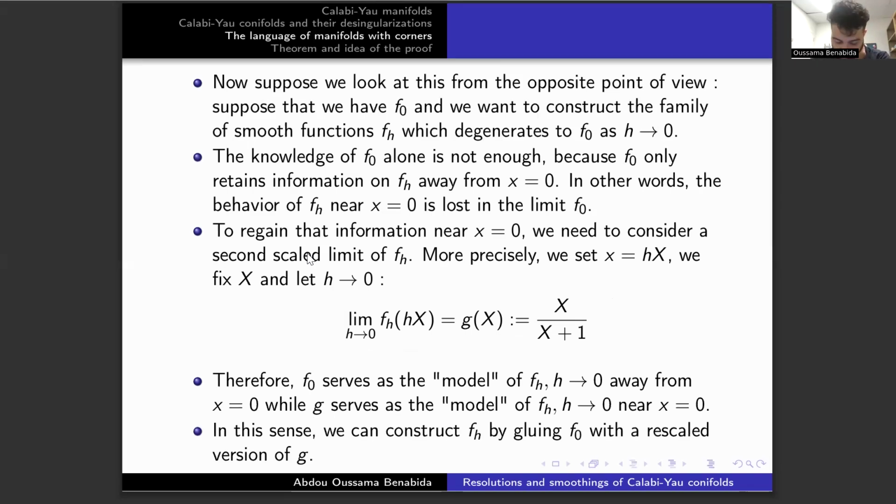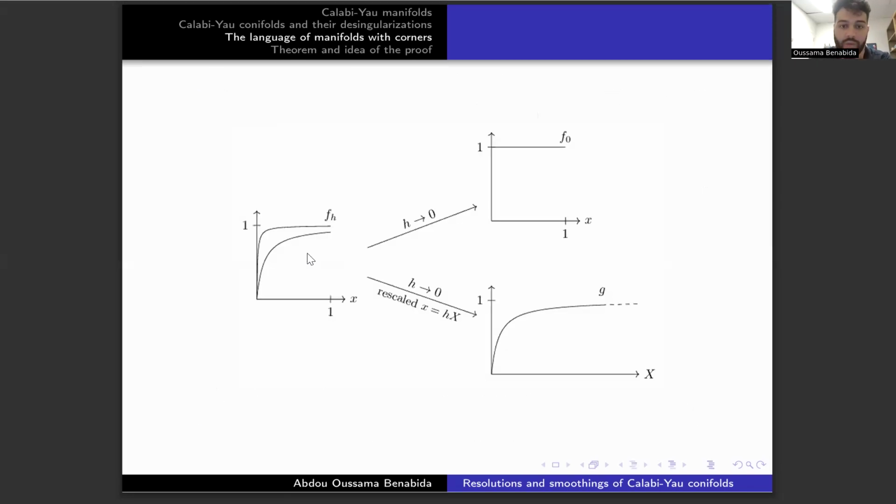So if we look at this picture, the picture is as follows. Here we have the family of f_h of x. This is our normal limit when h goes to 0. This retains the information away from 0. And this behavior here, after rescaling, we get in this second rescaled limit.